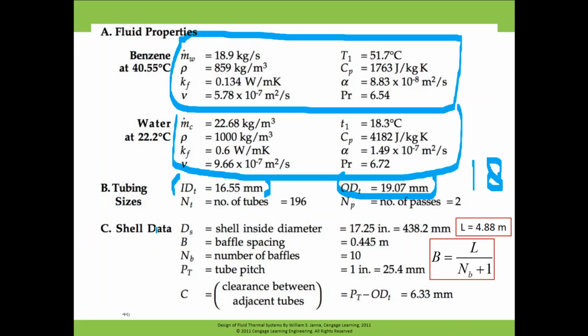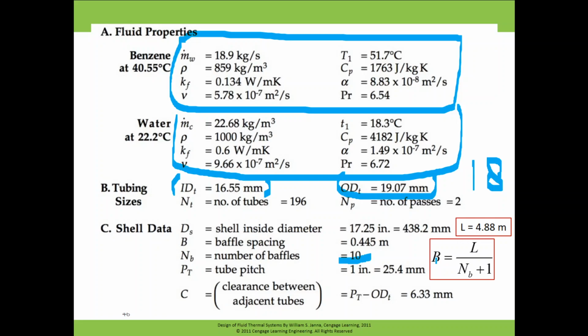Now for the shell side, we know the inner diameter of the shell, which is also called ds, equal to 438.2 millimeter and 17.25 inches, right? And the length of the tubes is 4.88 meter, which is also the length of the heat exchanger. So we need to calculate the baffle spacing. We know that the number of baffles is 10, and then we can find the baffle spacing.